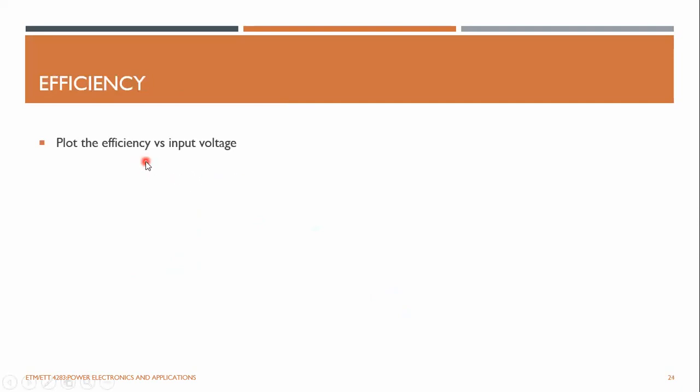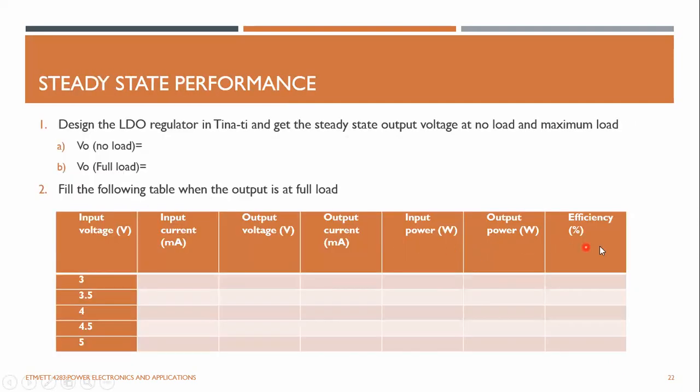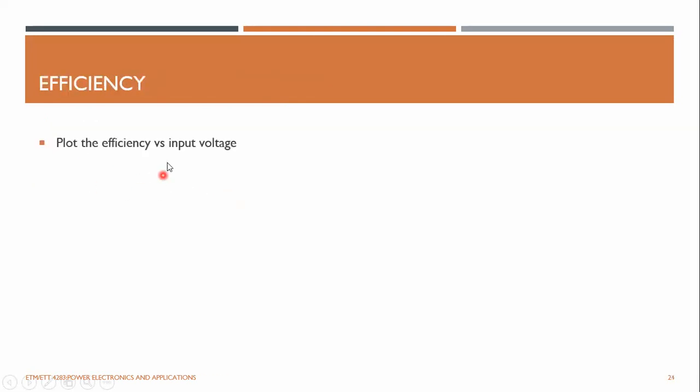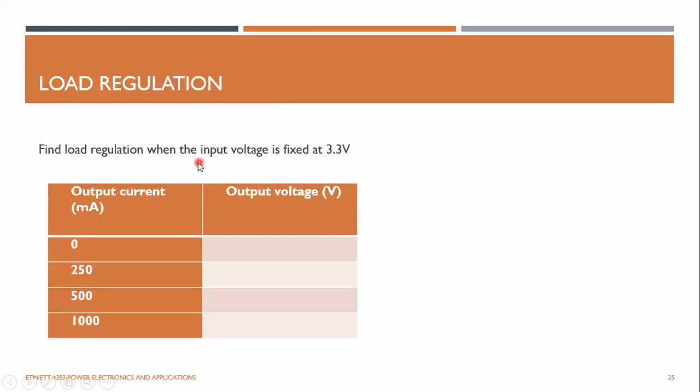Efficiency, you can again plot the efficiency from here, get these values and plot it against the input supply. So you will see how the efficiency changes with the supply voltage. In order to get the load regulation, you have to change your load current, change the resistance for different load currents, and find the output voltage and then plot it.